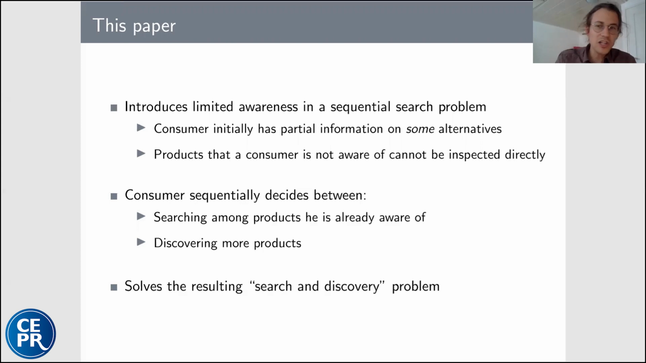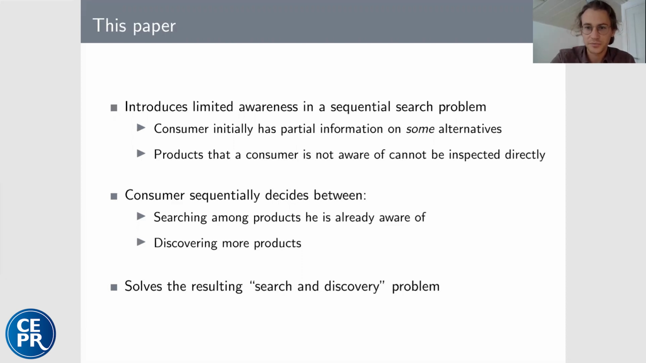If a consumer is not aware of a product, meaning he has no information on it and does not even know whether it exists, he cannot just decide directly to get more detailed information on this product. So for a product the consumer initially is not aware of, he first needs to discover and become aware of it through some broader search, which also reveals just some initial information.